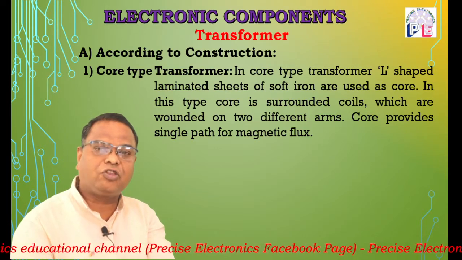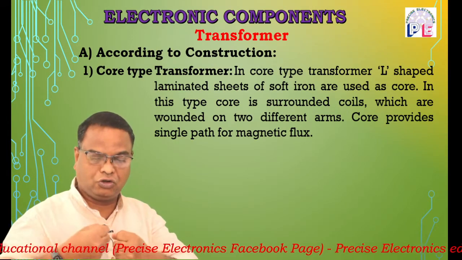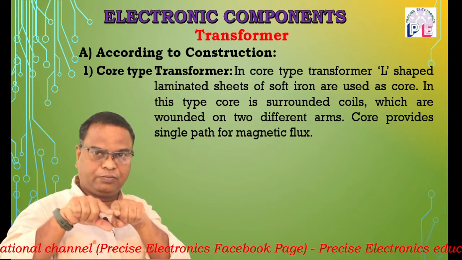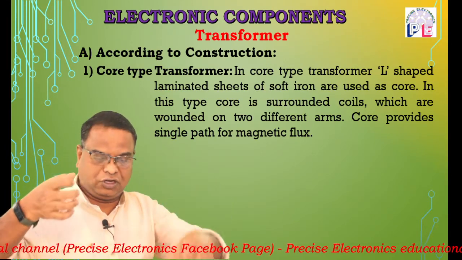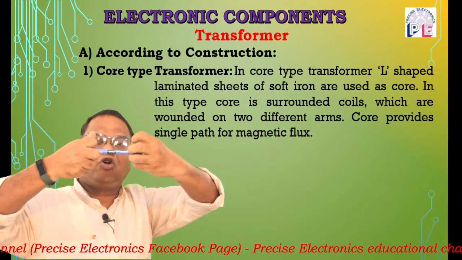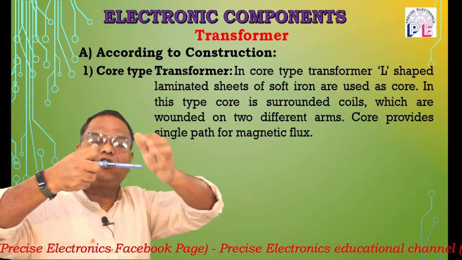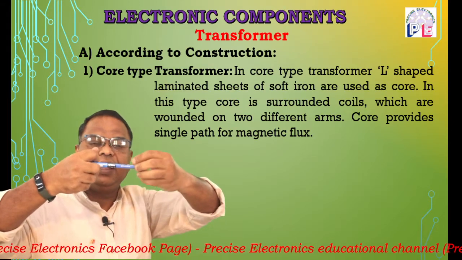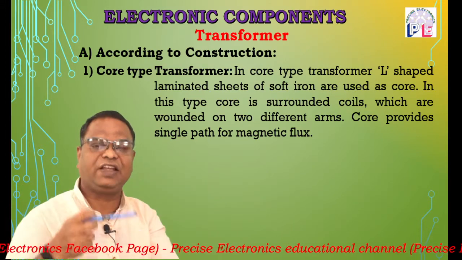In this core type transformer, the coils are kept outside the core. Suppose this is our core, and these are the coils. So the coils are kept outside the core. That means the core gets surrounded by the coil, and this transformer provides a single path for magnetic flux line.